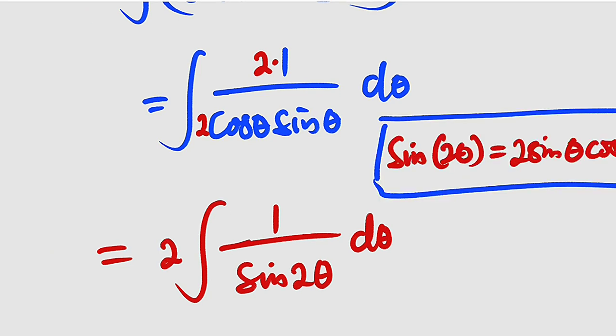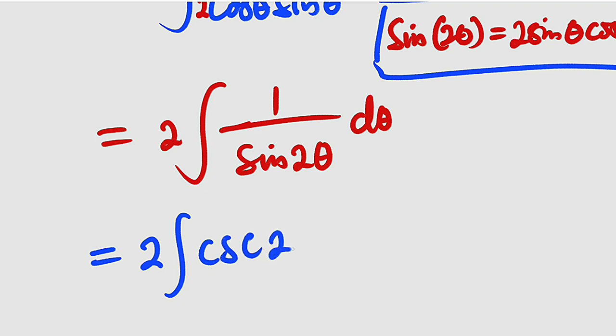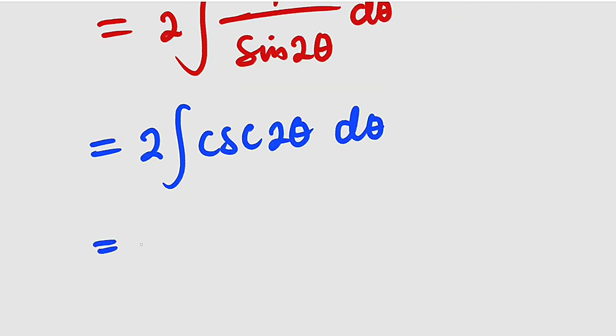I remember that 1 over sine is the same thing as cosecant. They are reciprocal, right? So this is equal to 2 multiplied by the integral of cosecant 2 theta d theta. Now it's time for us to integrate. So this is equal to our 2 is there already, which is constant, multiplied by. To integrate this, we have to first of all divide by the derivative of the inner function, which is 2 theta. If you differentiate 2 theta, you're going to obtain 2. So 1 over 2.